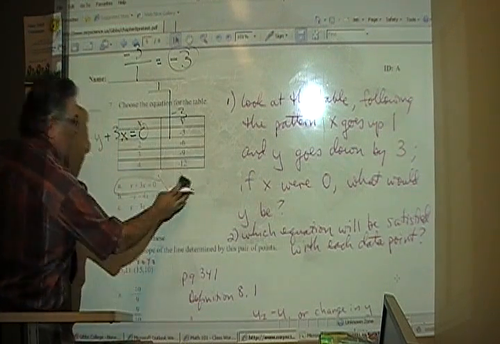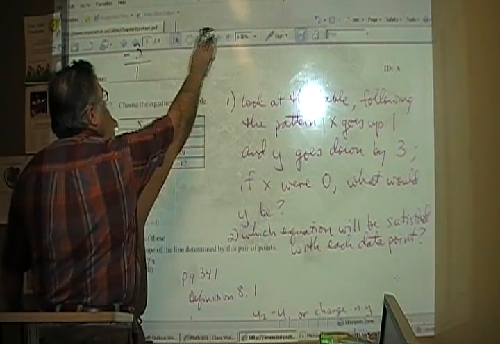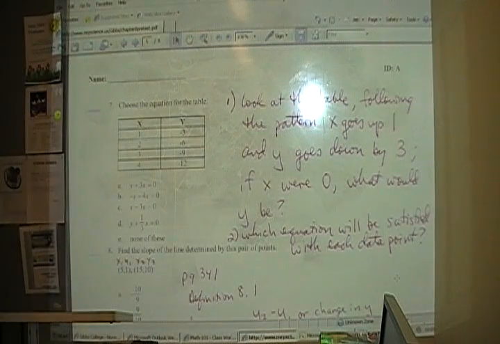You could test it by using at least 2 data points on your table. Number 8. On number 8, you're given 2 points on a line. So again, let's go back to our graph.